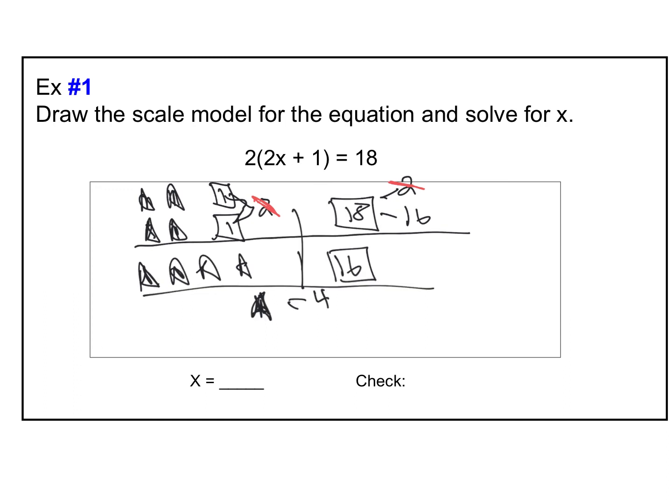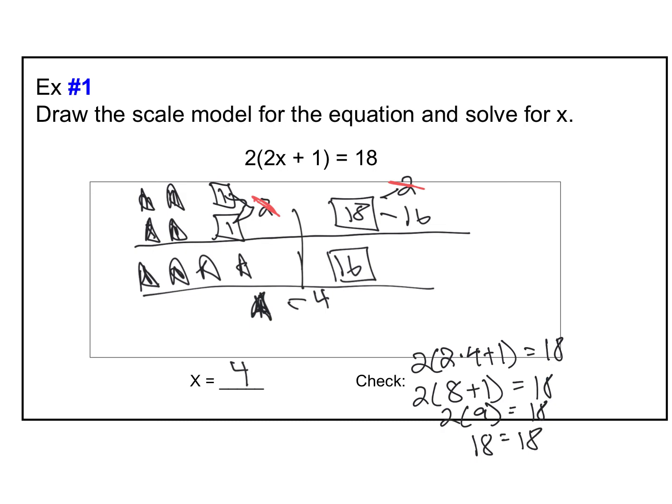And so 16 split between the 4 triangles means that our triangle is equal to 4. All right, so doing our check, we're going to 2 times the quantity of 2 times 4 plus 1 is equal to 18. So this becomes 2, and then 2 times 4 is 8 plus 1. And then this is 2 times 9. Just simplifying it out, and then 2 times 9 is 18. So that checks.